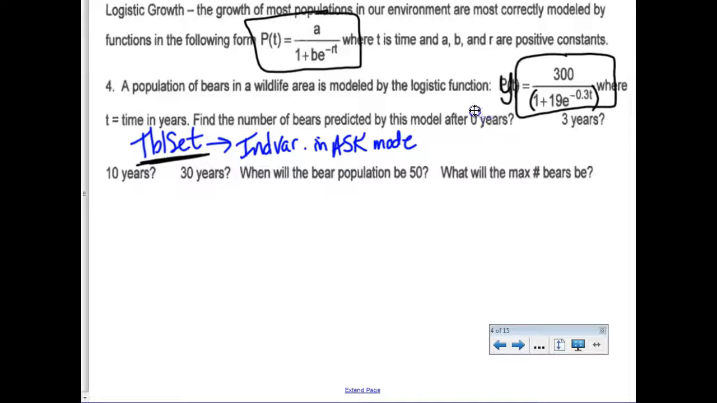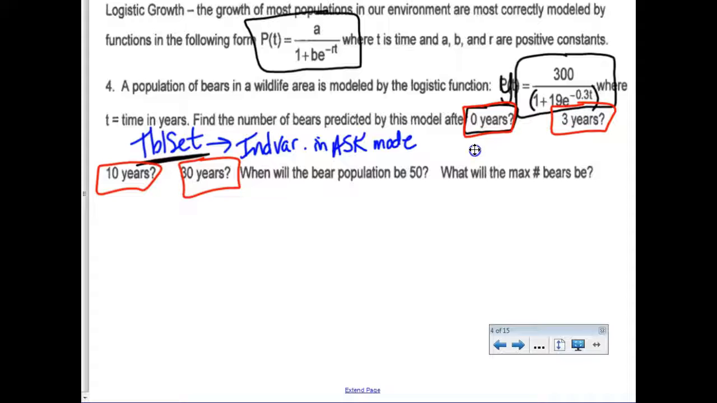So what they want you to do now is figure out the population of bears at various numbers of years: 0 years in, 3 years in, 10 years in, and 30 years in. One at a time, type those in for X, hit enter, and then it'll pop out the Y value.